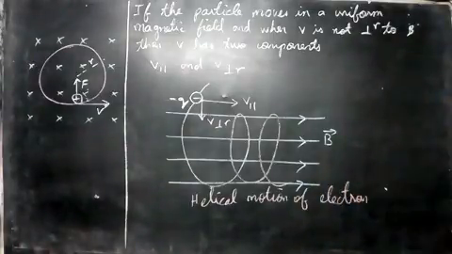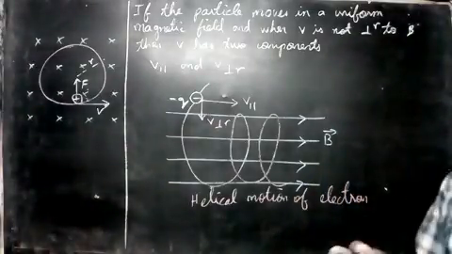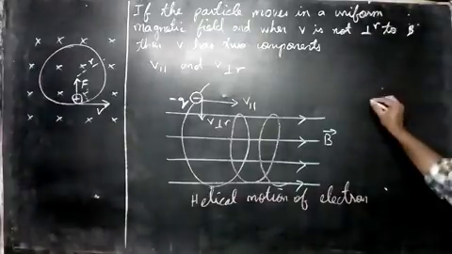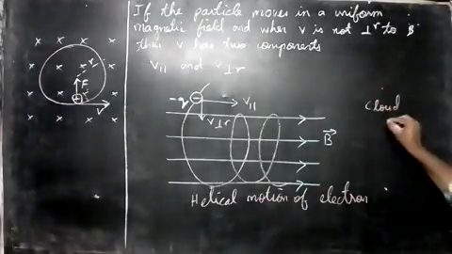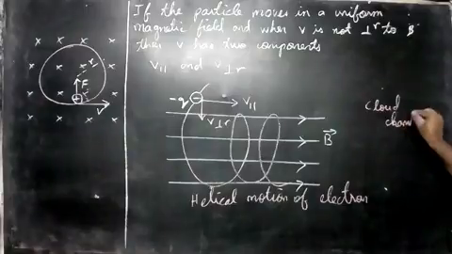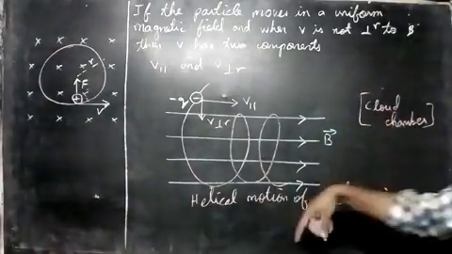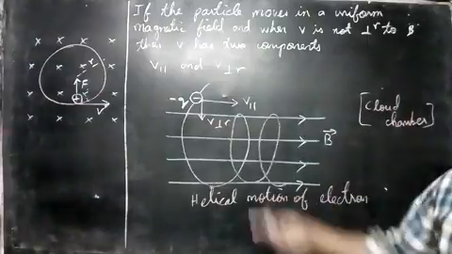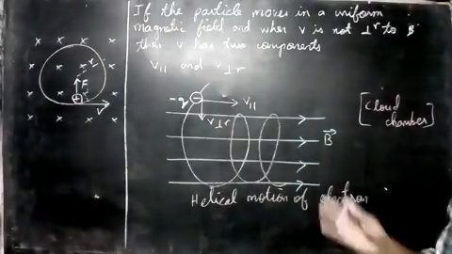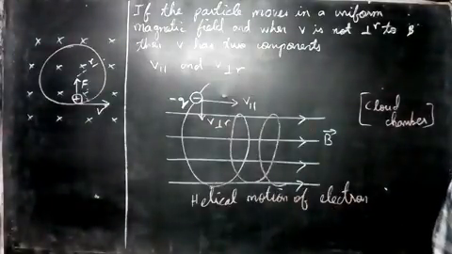This we can see by using a specialized apparatus called a cloud chamber. This is actually an old device. By using a cloud chamber, we can see how the electron moves, or how this helix comes in a cloud chamber. That we'll see in the coming videos. Thank you for watching.